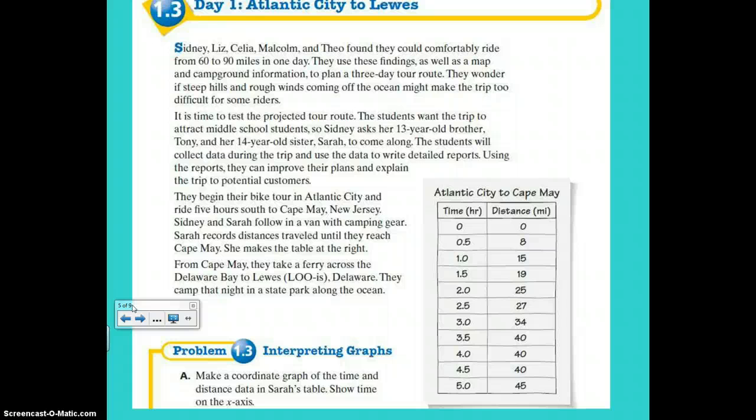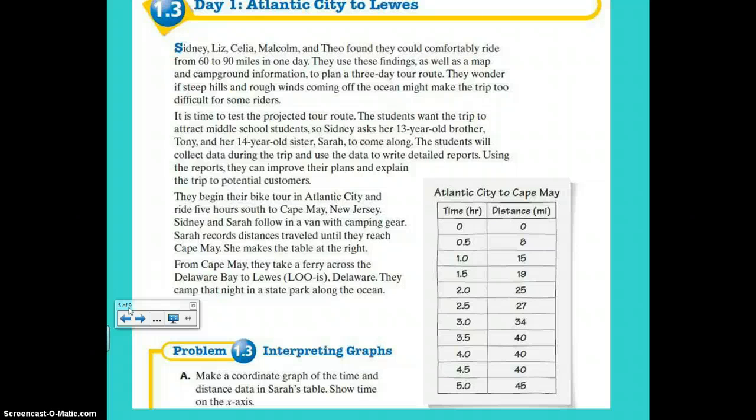Sydney, Liz, Celia, and Malcolm and Theo found they could comfortably ride from 60 to 90 miles in one day. That's after their test rides. These are the college students that are organizing the tour. They used these findings as well as a map and campground information to plan a 3-day tour route. They wonder if steep hills and rough winds coming off the ocean might make the trip too difficult for some riders. It's time to test the projected tour route.